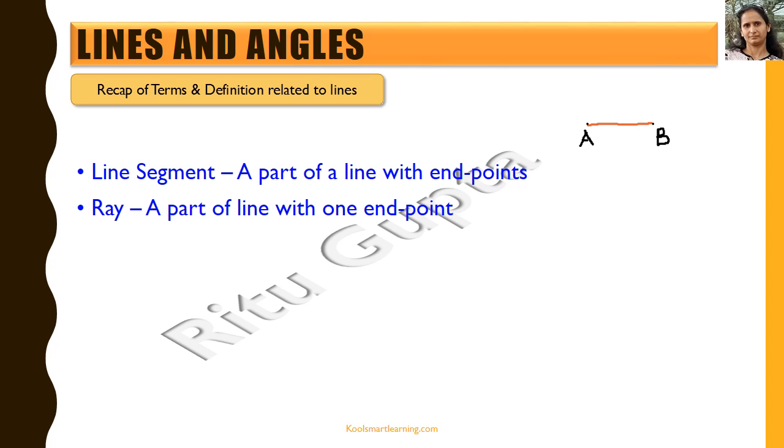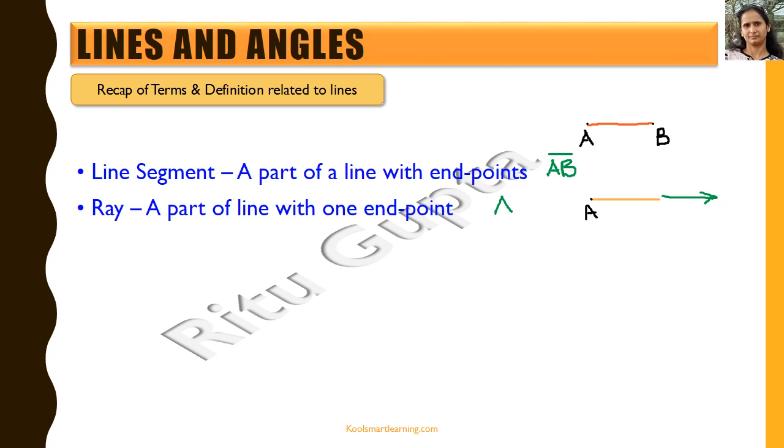And then we've studied ray. A ray is a part of a line with only one endpoint. So if I draw this where I have one endpoint named A and it can be extended on this side as much as we want, this is called a ray. We represent a line segment by AB with a bar on the top of it.